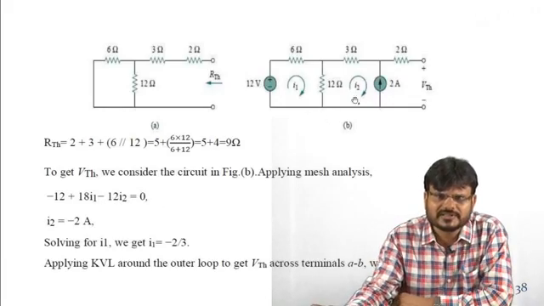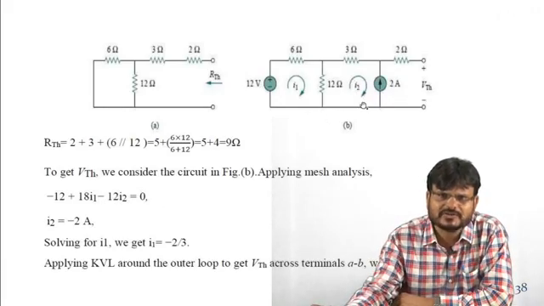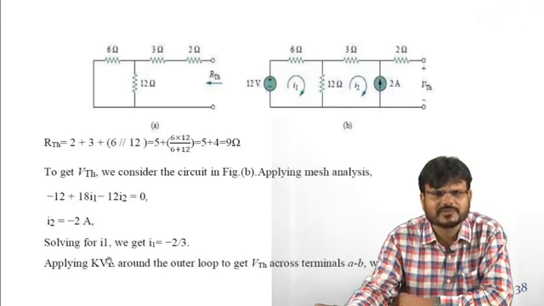Here you can notice this loop current I2 is equal to what? 2 ampere in magnitude, because the direction of this I2 and the 2 ampere source is opposite. So you can say this loop current I2 is equal to minus 2 ampere. Just put the value of I2 in this equation, then you can easily find the current I1. After solving, you will get I1 equal to minus 2 by 3.